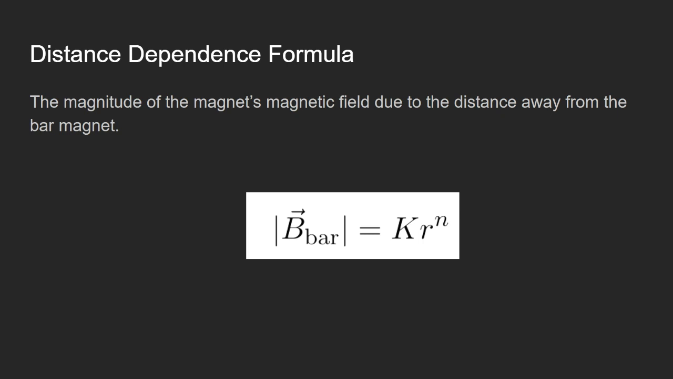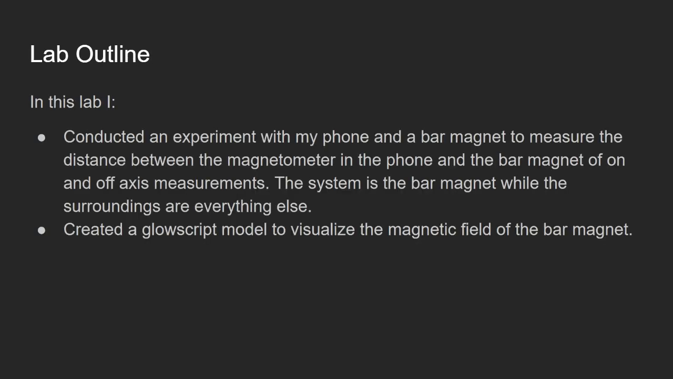The distance dependence formula gives the magnitude of the magnet's magnetic field due to the distance away from the bar magnet. In it you can see the magnetic field due to the bar is equal to k times r to the power of n. And these values we'll get in the experimental calculations.